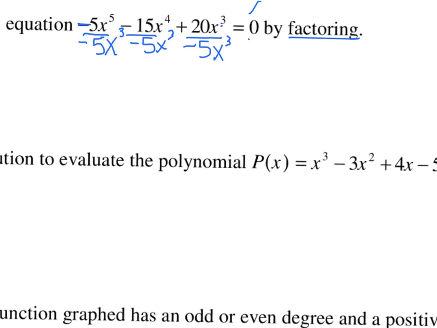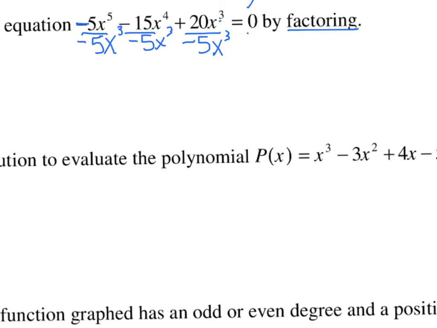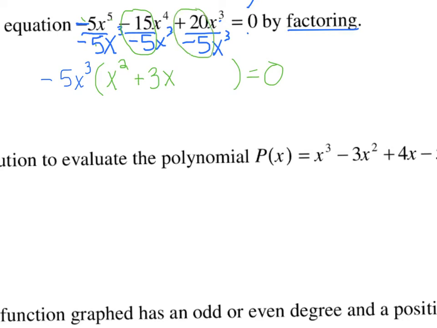So we write the GCF out front. So here's the negative 5x to the third, and we write the leftovers next to it inside parentheses. So negative 5 divided by negative 5 is positive 1, and 5 minus 3 is 2. So we have 1x to the second. Next, negative 15 divided by negative 5 is positive 3, and 4 minus 3 is 1, or just x. And then positive 20 divided by negative 5 is negative 4, and that x to the third and that x to the third cancel out.